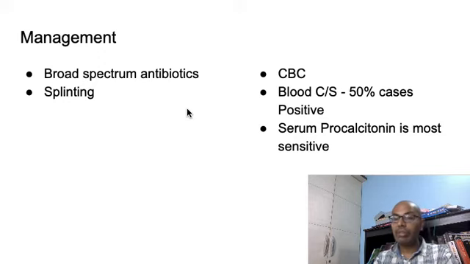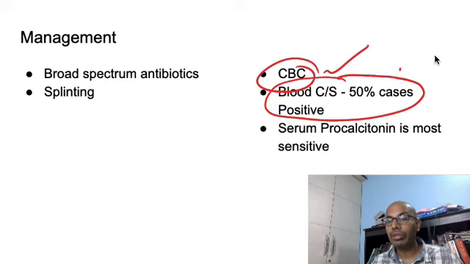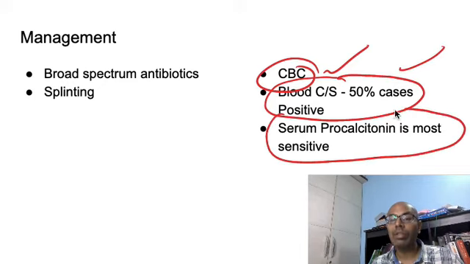You would get a CBC total count. You will find that the WBC count is higher, okay, and blood culture sensitivity should be done. It shows positivity only in 50% of the cases. Then serum procalcitonin is a newly available serum marker for early infection. So for bone and joint infection, you can use serum procalcitonin, which is very sensitive in early infections, right? So these are some of the investigations that you can do.